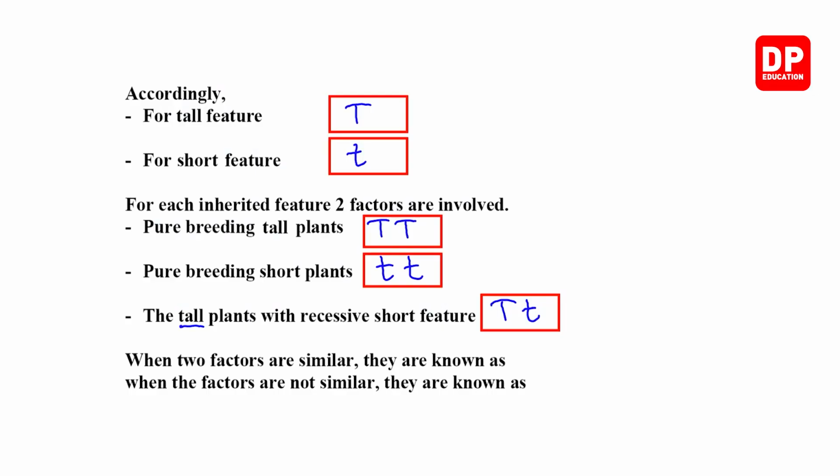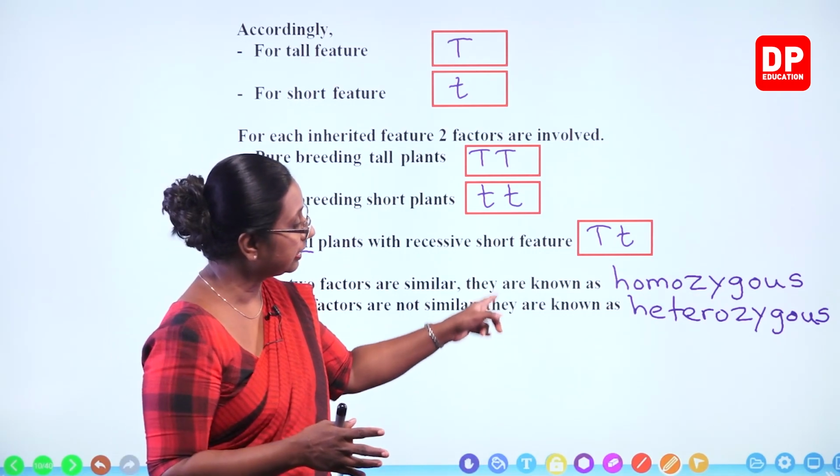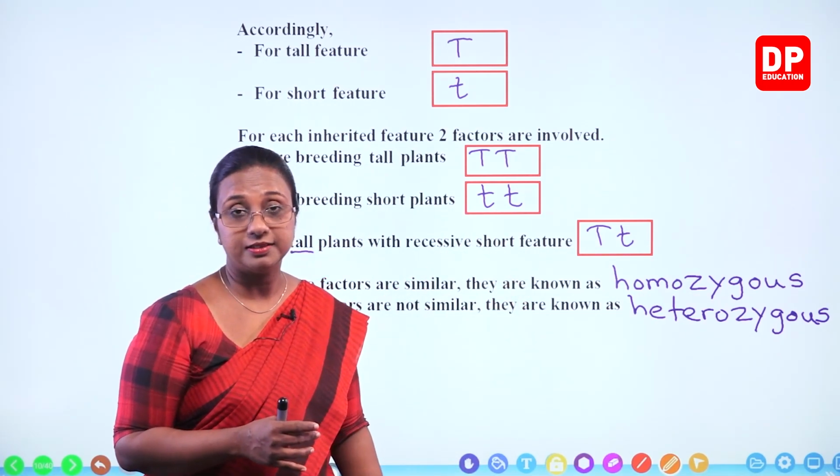So then, when two factors are similar, they are known as homozygous. I will explain this to you all. When the factors are not similar, they are known as heterozygous. So, homo means similar, hetero means different, zygous means these factors.